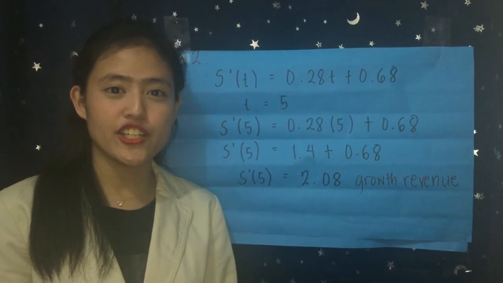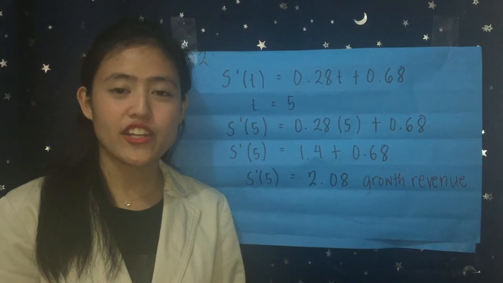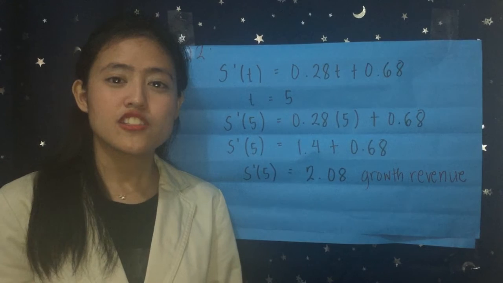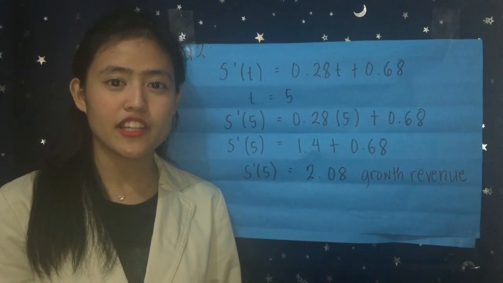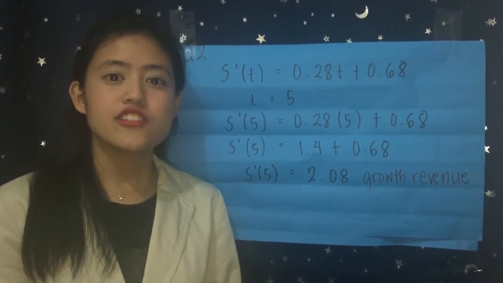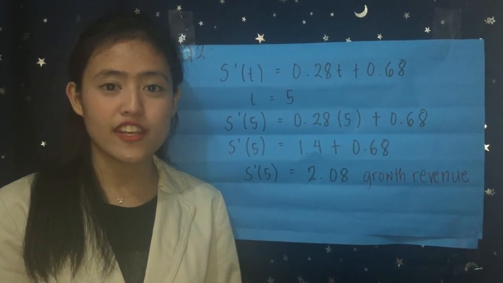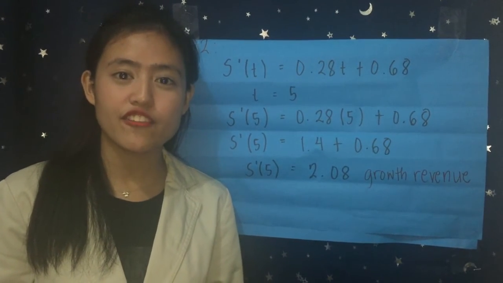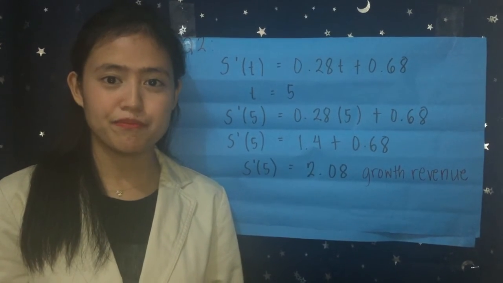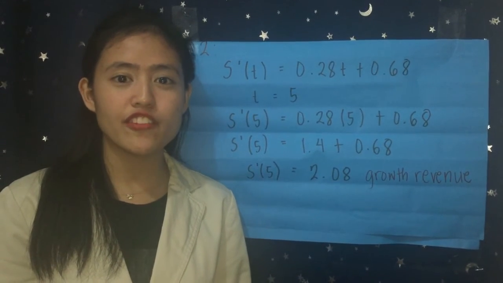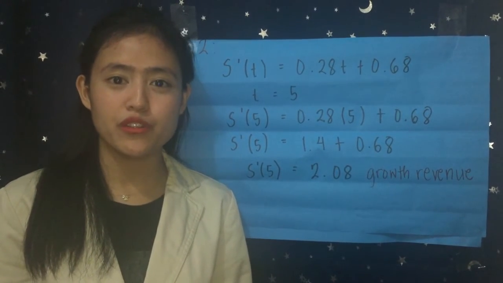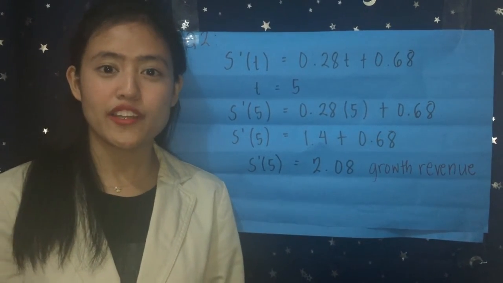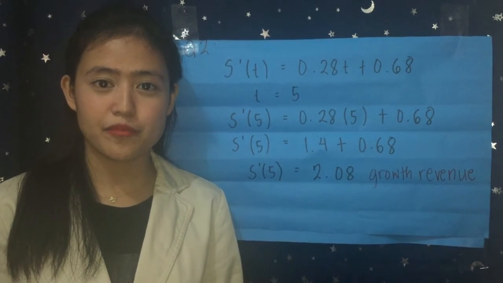So for the second question of this problem, we are asked how fast the sales were increasing at the beginning of 2002. So the question pertains to the first derivative of the given function. In order for us to know how fast the increase is, or what is the growth revenue, first we should get the first derivative of the given function. We can get the first derivative by using the power rule, and it will result in s prime of t is equal to 0.28t plus 0.68.